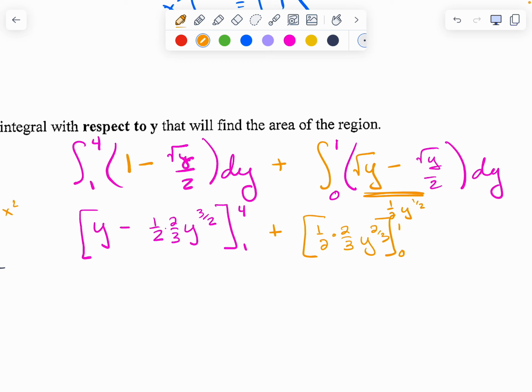Question, where does the 2/3 come from? Because 1/2, oh, it's not 2/3, it's 3/2. I was using the other 2/3. Thank you for correcting me.